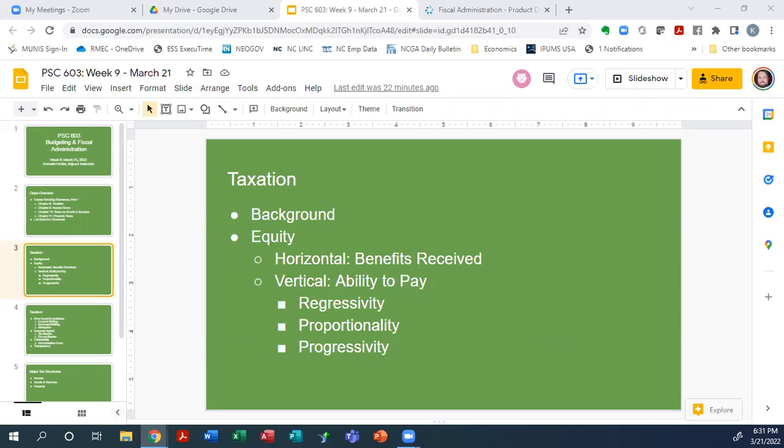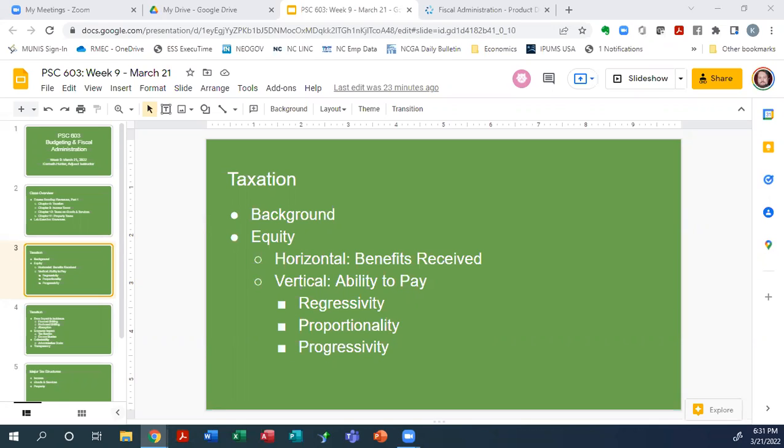We also have income tax at the state level, and we'll talk a little bit more about that because it is structured differently and functions differently than the federal income tax. And of course, also at the state level and at the local level in North Carolina, we have sales tax, which is taxes on goods and services. And then we also have at the local level property taxes. So those are some key differentiations to look at.